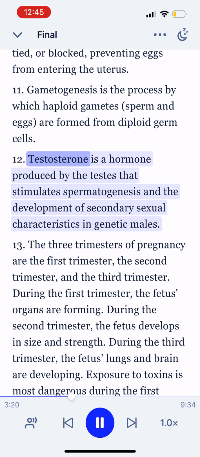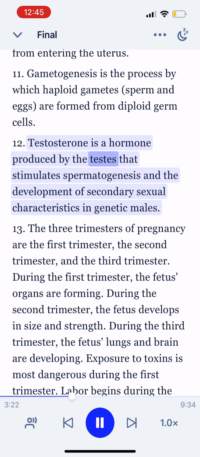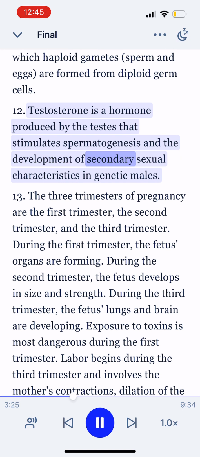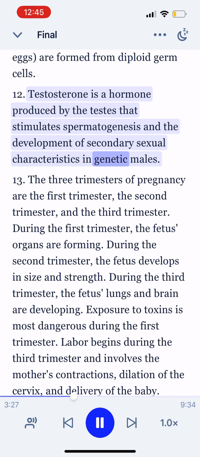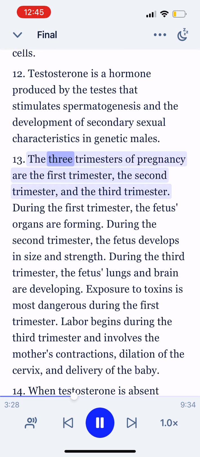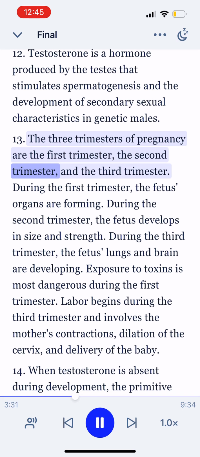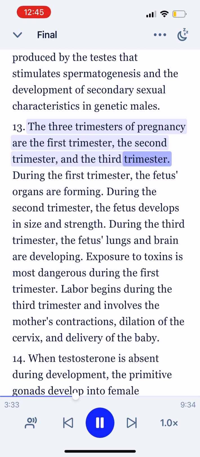12. Testosterone is a hormone produced by the testes that stimulates spermatogenesis and the development of secondary sexual characteristics in genetic males. 13. The 3 trimesters of pregnancy are the first trimester, the second trimester, and the third trimester.